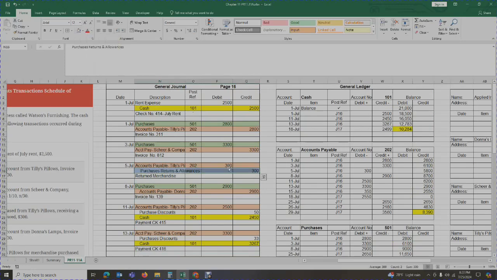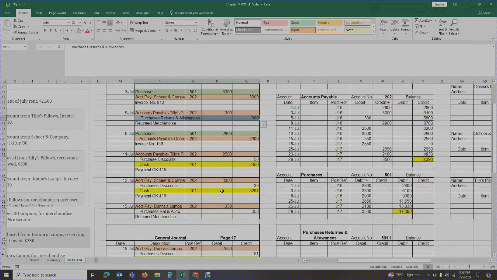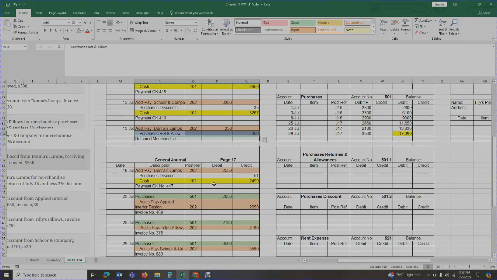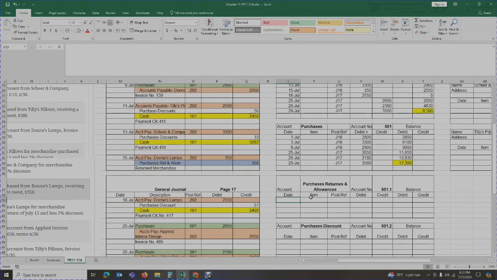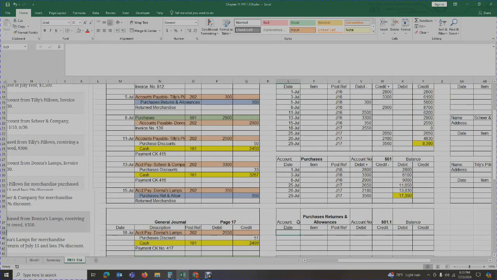We'll do blue. Okay, we've got 1, 2, and that's it. So we have 2 entries for purchases, returns, and allowances. Okay, so the first one is July the 5th. On July the 5th, we have journal 16, and the amount is a $300 credit.